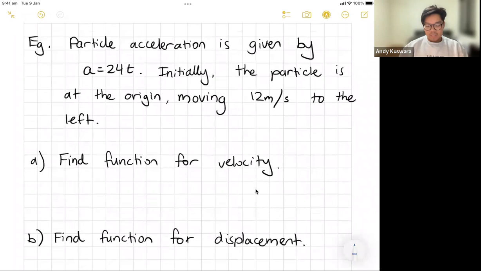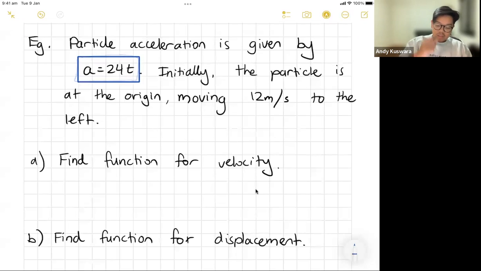It says here, particle acceleration is given by a equals 24t. Initially, the particle is at the origin, moving 12 meters per second to the left. Find the function for velocity. Now, all you need to know here is there is a lot of information here. This is important. That's where you start. Initial, what does initial mean? Hopefully you remember, that means initial is when time equals 0.